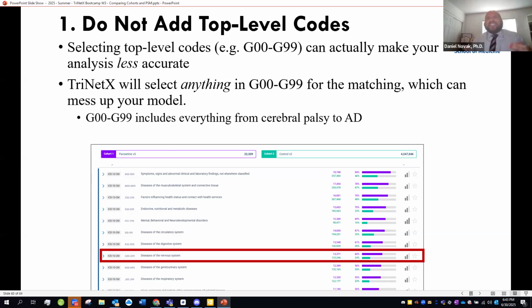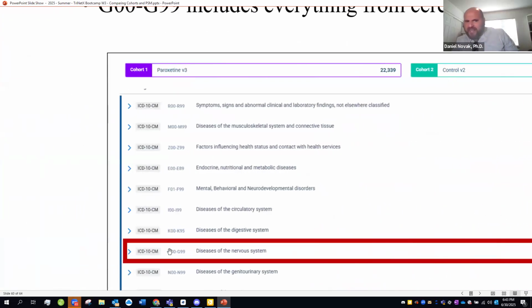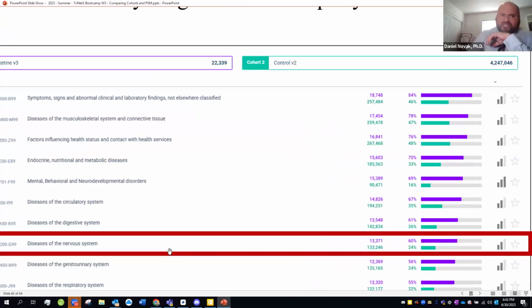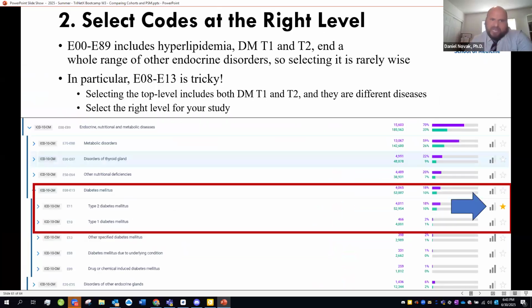It's actually making your model less accurate by just throwing it in, even though we can see from our purple and green bars over here in our signal bar that there's probably a lot of stuff going on in that group. Matching at this level is not going to get you the more specific kinds of answers you want. So please do not do that as a start. The better way to do this is to dig in.